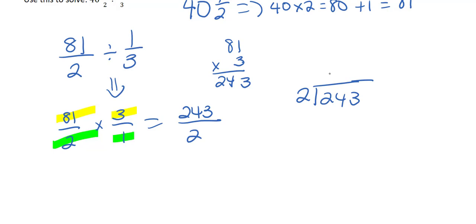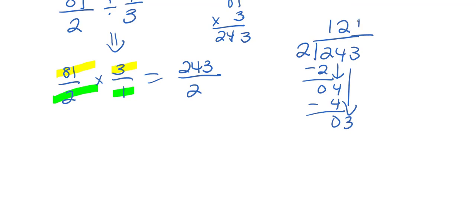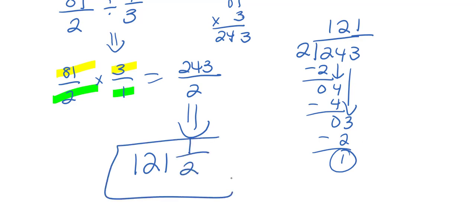Well, 2 can go into 2 one time, so we subtract, we get 0, bring down the 4. 2 can go into 4 two times, so we subtract, we get 0. We bring down that 3. 2 can go into 3 one time. We subtract, we get a leftover of 1. So our new number, becoming a mixed number again, would be 121 as our whole number. That is our new numerator, so 1, and we keep our denominator. So that would be our solution. Now let's look at the next example.